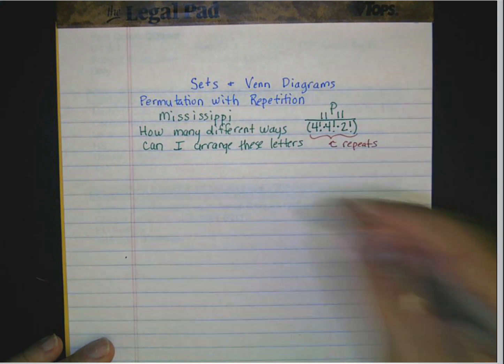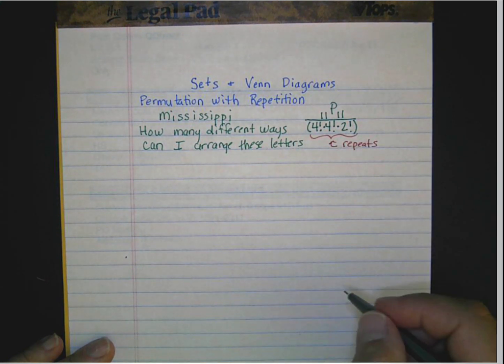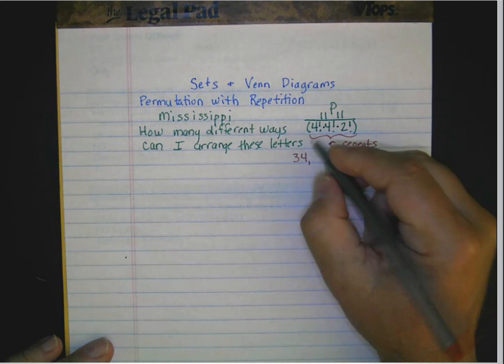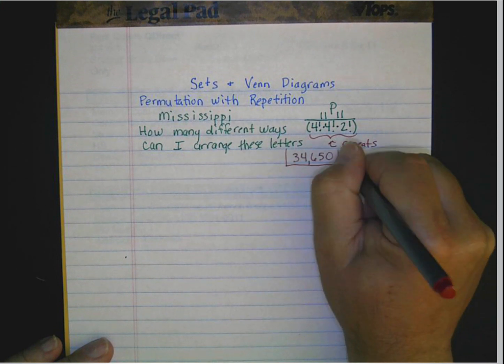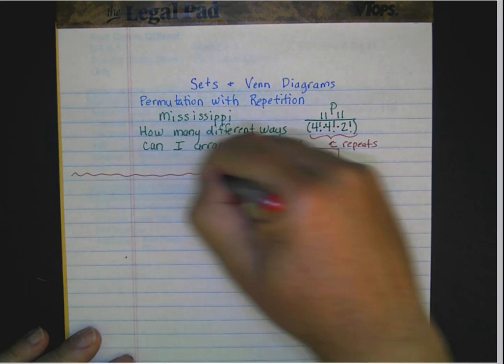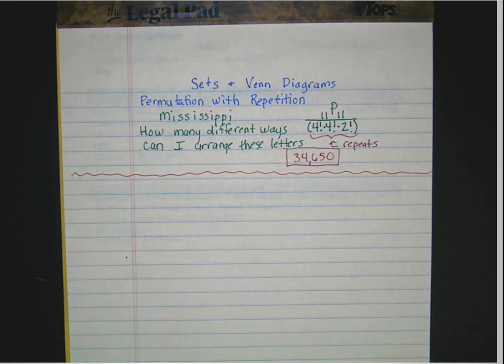Okay, and if I were to do the math on that, 11P11 divided by all that, it would come out to be 34,650. Trust me on this one. You can do it and you'll see that. All right, but I wanted to just touch base on that in case you see those somewhere where you have repeating letters or numbers or whatever. Okay, so on to today's topic, the Venn diagram.